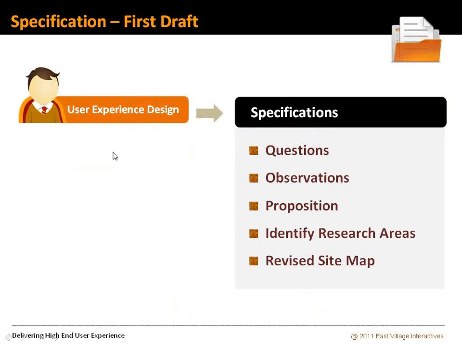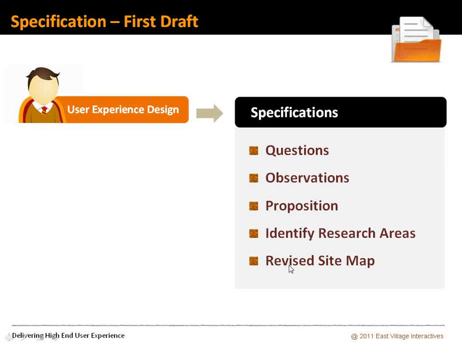Once you have a broader functional specification document, what can happen is that the user experience design team will start with asking questions in terms of why are these requirements being asked for, what are the observations, what can be done about these requirements, do we need to research in certain areas to come up with the proper outcome or take decisions based on research, and eventually what will be the revised sitemap.